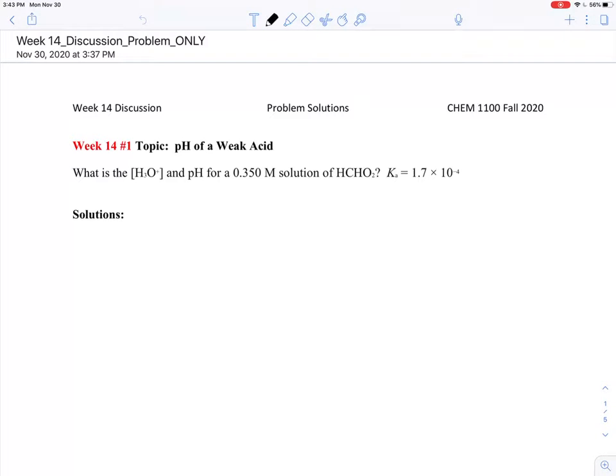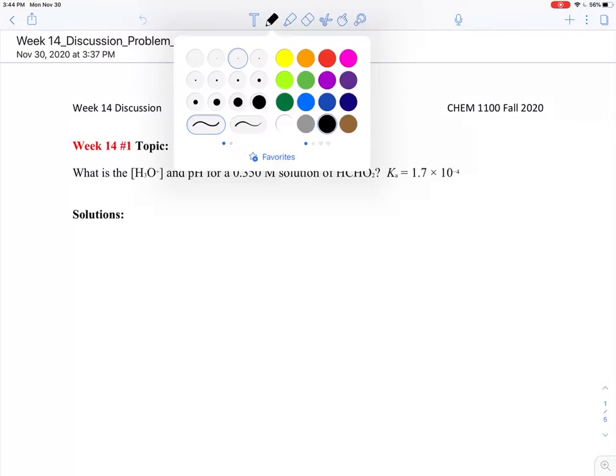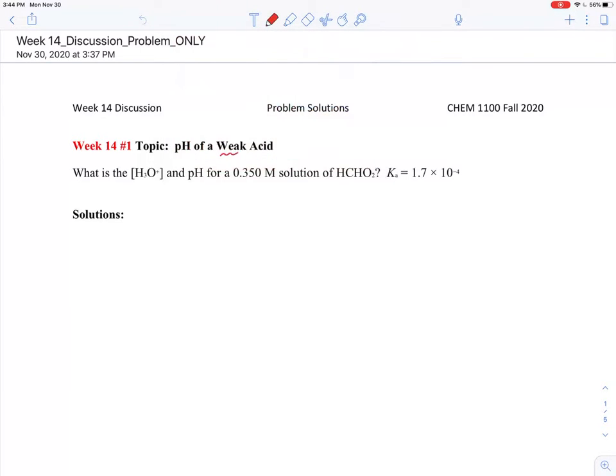Okay, this is a week 14 calculation of a weak acid. A weak acid can typically be represented by a Ka constant that is very small, and we can use this small constant to approximate and simplify our calculation. So let's start by understanding what our weak acid is.